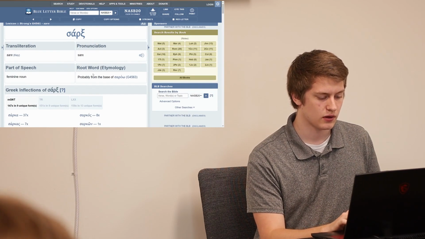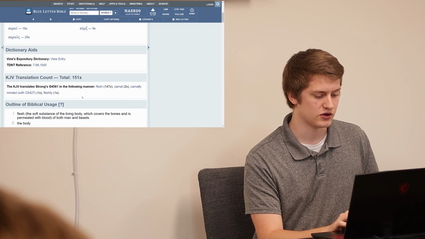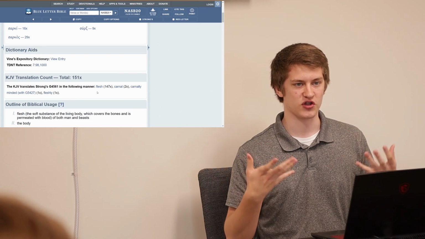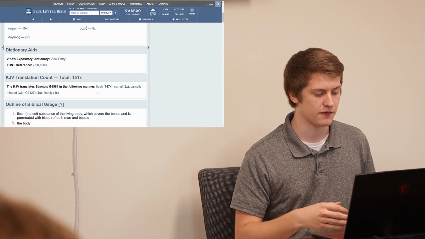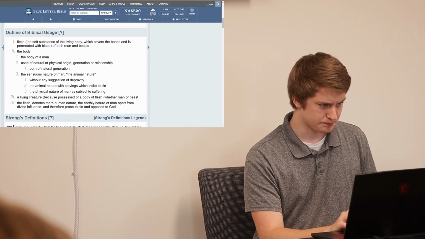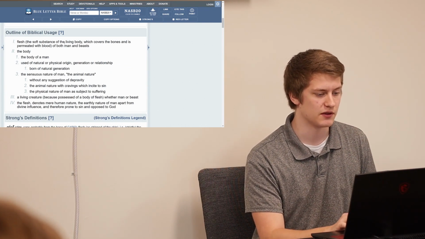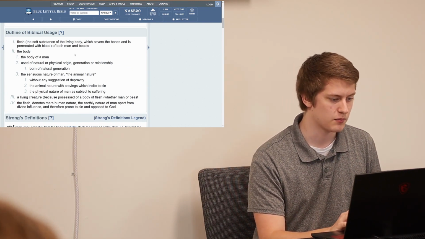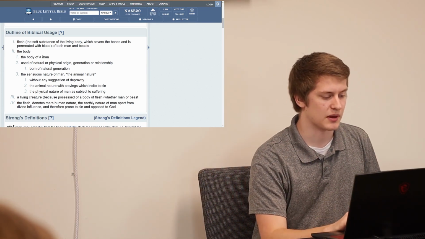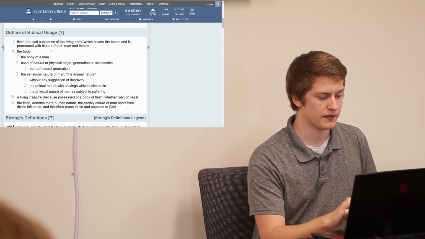So it's sarx, different forms, and so on. We can see in the King James it's translated as flesh or carnal when we're talking about earthly desires or stuff that pleases our flesh, and sometimes it's fleshly. Very literally it means flesh, like the soft substance on the living body which covers the bones and is permeated with blood. So obviously just the skin, right? Sometimes it can refer to the whole body, like the body of a man.